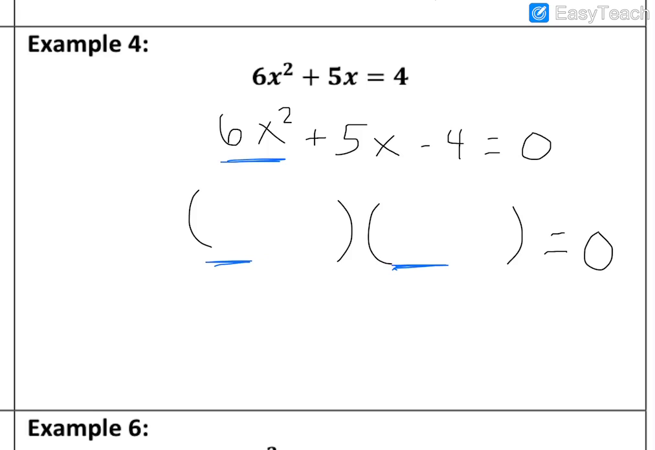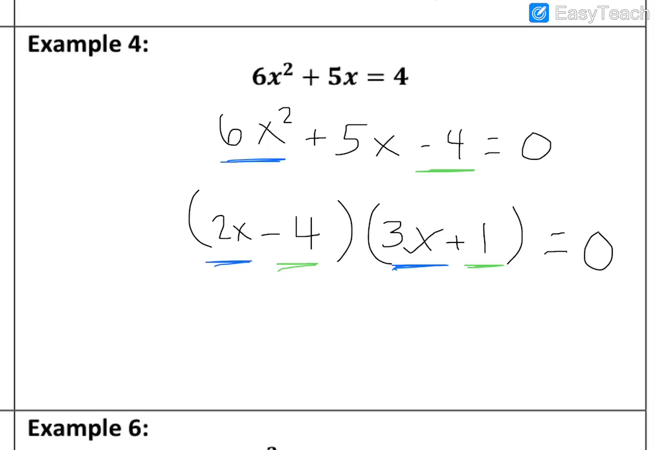Because you could have 6x and x, or 2x and 3x. So you have a couple different options. But your last times your last multiply to negative 4. So, trial and error. So 2x times 3x. Maybe this is a 4 and that's a 1. That's a negative 4, so we need a negative and a positive. So I'm just making this up as we go. It's just a trial and error. So your first times your first is 6x squared. That works. Your last times your last is negative 4 times 1 is negative 4.